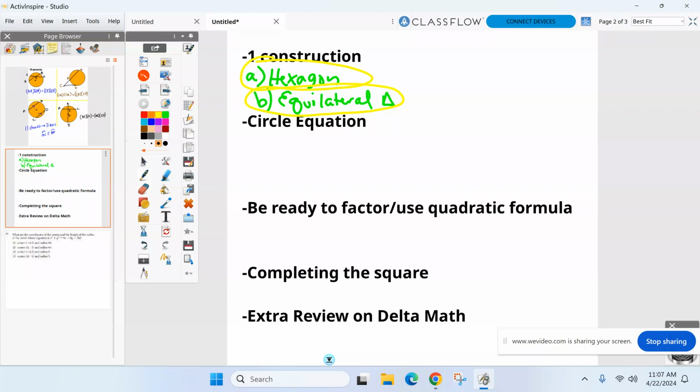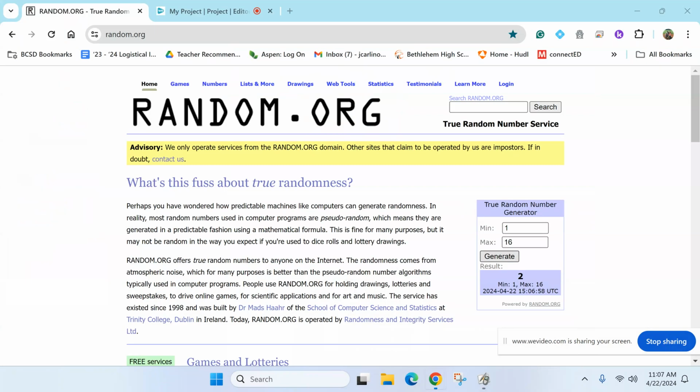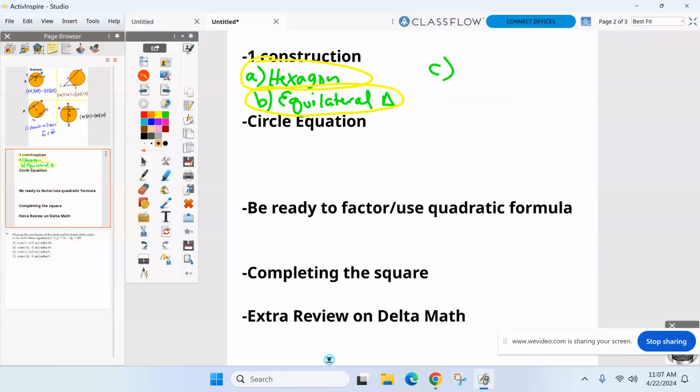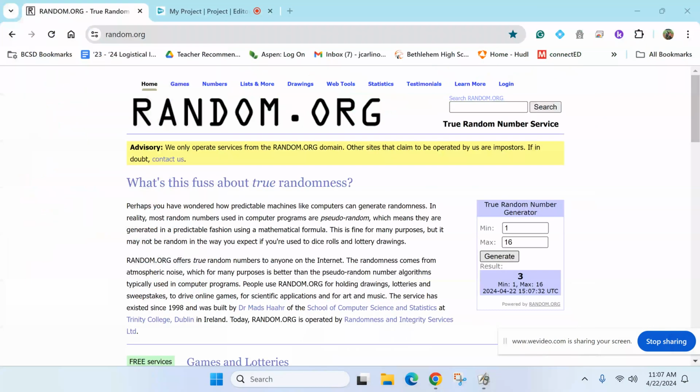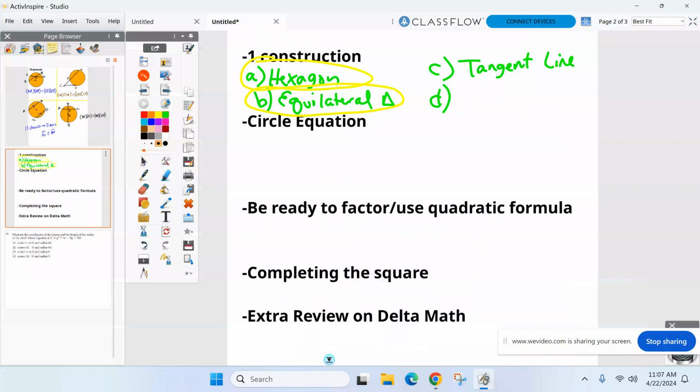Yep. All right, well, maybe I'm not feeling those two tomorrow. I could ask you for what else? Aiden, what else could I ask you for? Tangent line, yep. Construct a tangent line. I like that one. And if I don't ask for any of the three, it's going to be a, Amy? Square, diameter bisected.